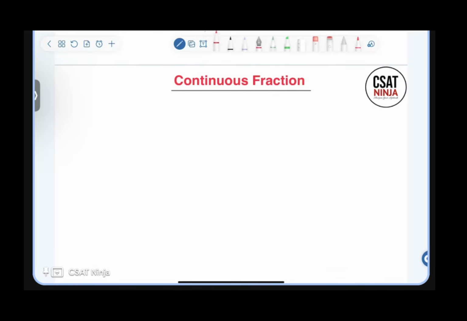When we talk about continued fractions, let me take an example here. 1 divided by 1 plus 1 divided by 1 plus 1 by 4. If I have a fraction like this, how would I solve it? There are many approaches to this. You can solve this by the normal simplification approach, that is also fine. But I'll also show you a shortcut method to solve this one.